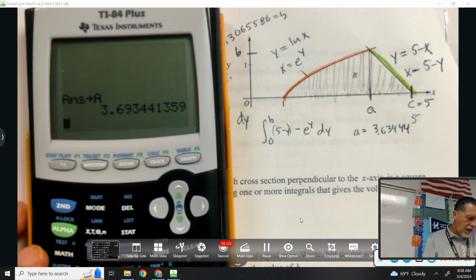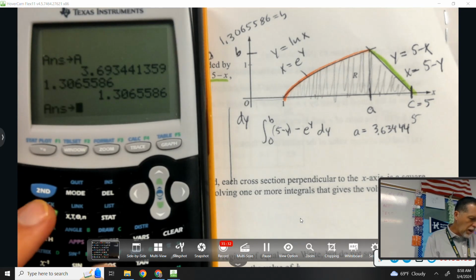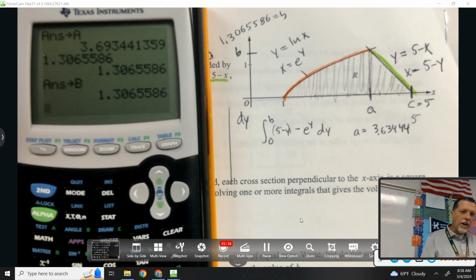First one's a, and then b was, I don't know if there's a better way to get it other than typing it in. I'm going to store that one as b. Okay, so now I've got a and b in there.